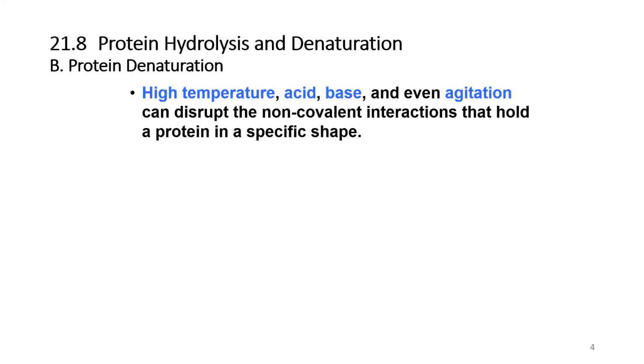So we mentioned acid and base a moment ago, but high temperatures and even strong agitation can disrupt those non-covalent interactions. And again, those are going to be things like hydrogen bonding, electrostatic interactions, disulfide bonds, or well, they're not non-covalent, so take that back. You do need another agent for that. But those non-covalent interactions contribute to the shape of that protein.